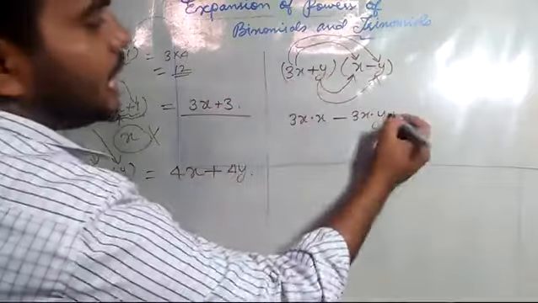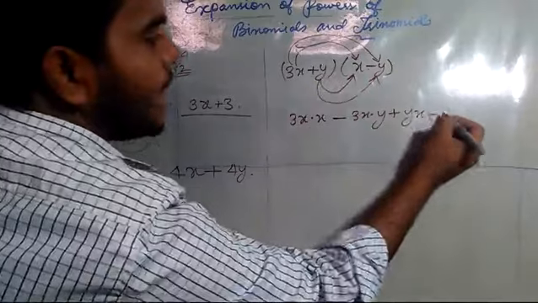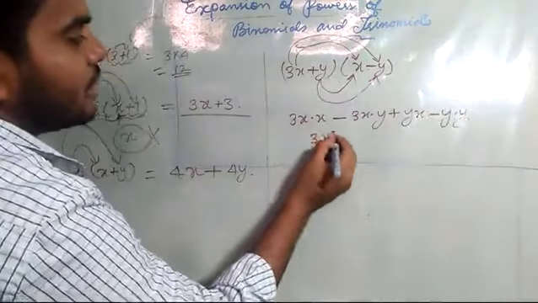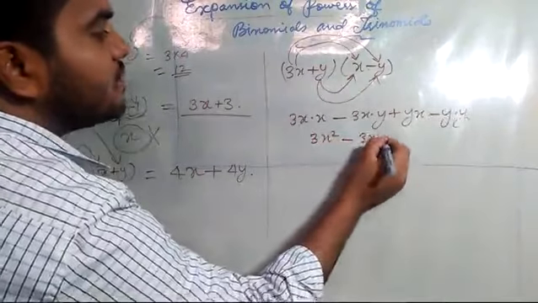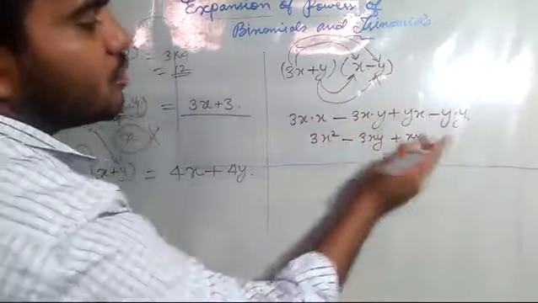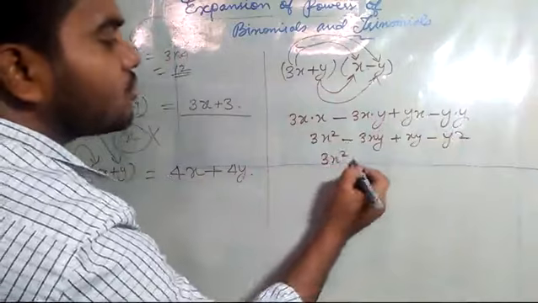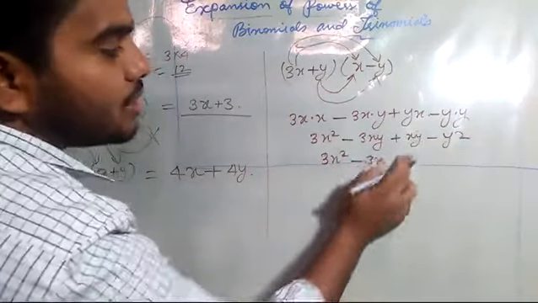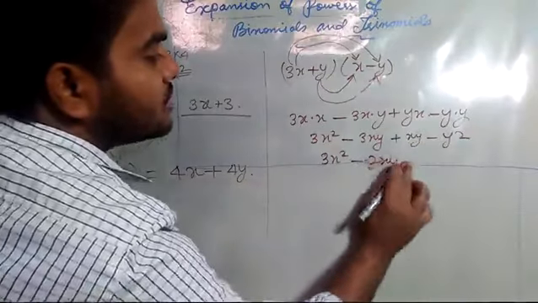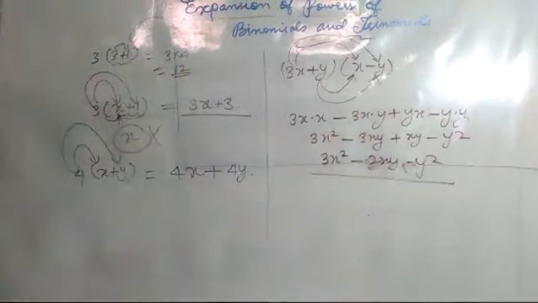Plus y multiplied with x. Then plus y multiplied with minus y. So it will be minus into minus. Now 3x square minus 3xy plus y into x means you can directly write xy so that it will look like same terms, and then y square. So it will be 3x square minus 3x minus this means minus plus minus 2xy minus y square. So this is the meaning of expansion of the terms.